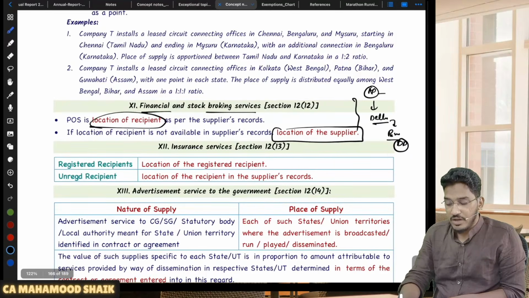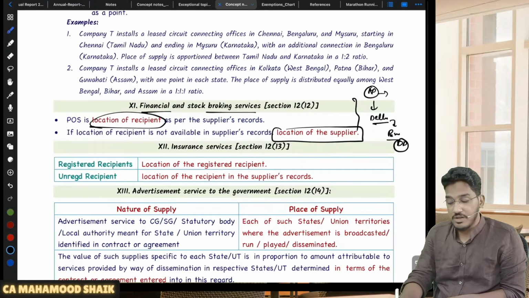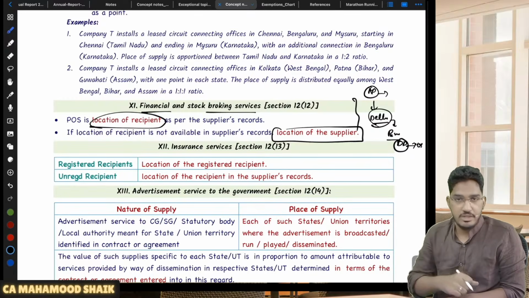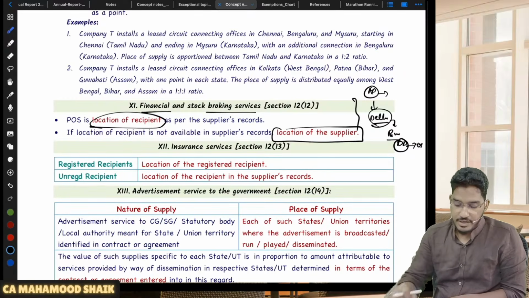Now in this case, you are not a resident of that state. You went to another state. There you have got the DD services. Your address will not be available in the supplier's records. In that case, location of the supplier, that is Delhi itself, will become the place of supply. Like that, we have a few illustrations that are quite commonly tested. So I thought of reminding it to you.